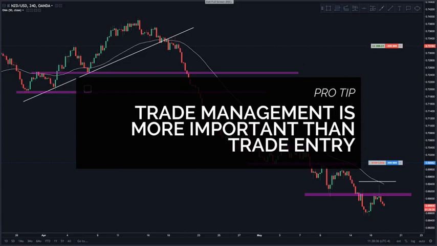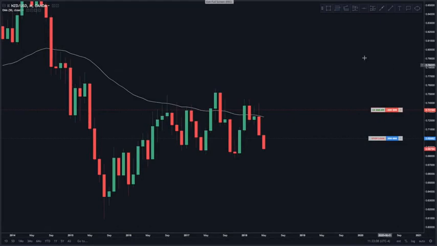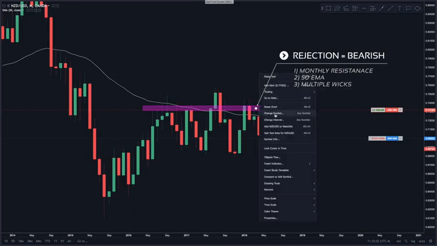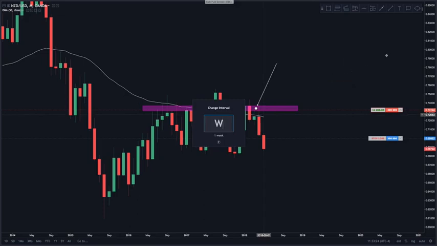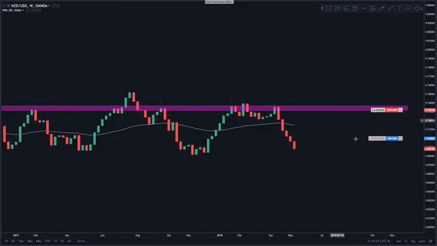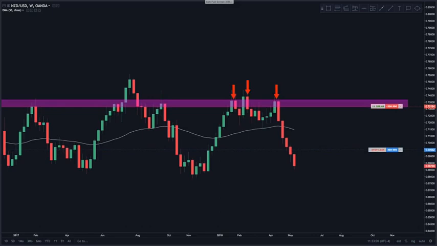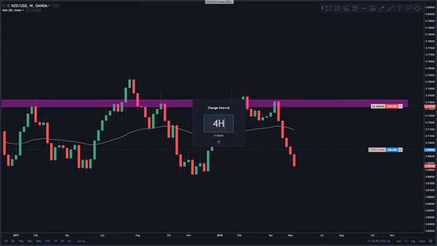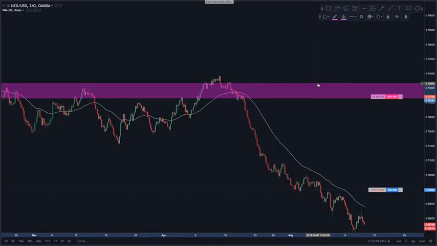So I'll give you a quick run through of how we entered this trade. Here on the monthly time frame, you can clearly see we have a head and shoulders pattern, as well as a rejection of this monthly resistance, 50 EMA, and multiple long wicks sticking out. Now moving to the weekly. On the weekly, we again have a head and shoulders pattern within the larger head and shoulders, which is another bearish signal. We then waited for a trendline break on the 4-hour time frame and took an entry.